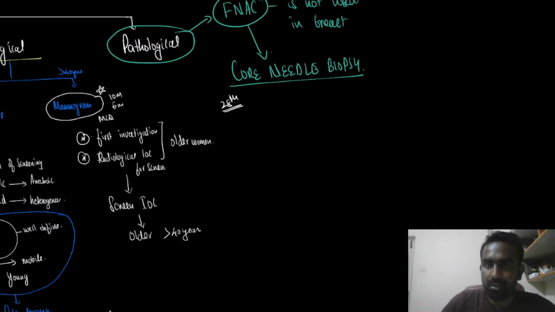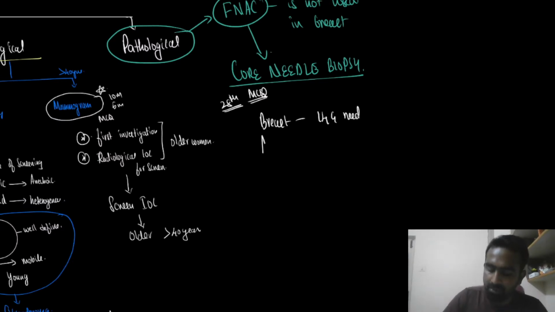Okay, in the new 28th edition, they have mentioned the sizes of the needles for breast tissue and also for the axilla, which can be a potential MCQ for your next or NEET PG. For breast, a 14 gauge needle is used. For axilla, an 18 gauge needle is used.